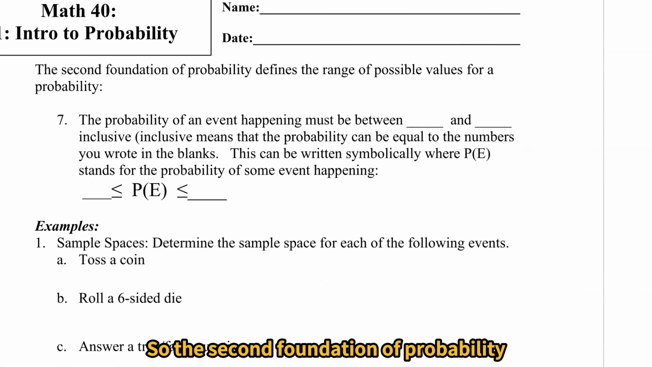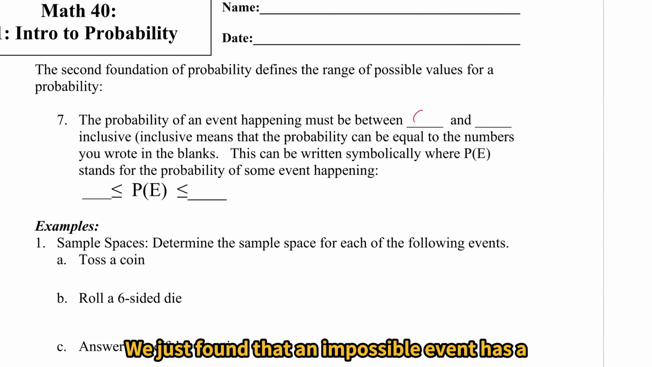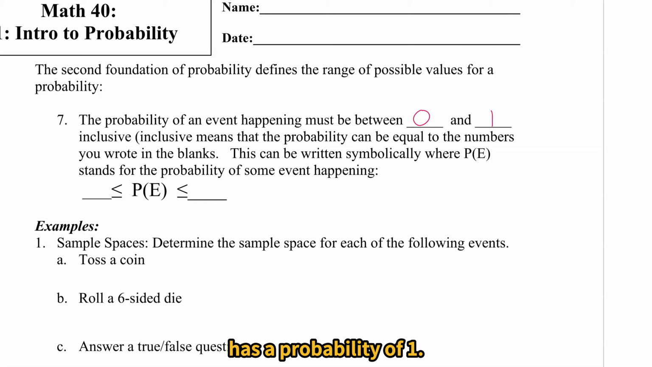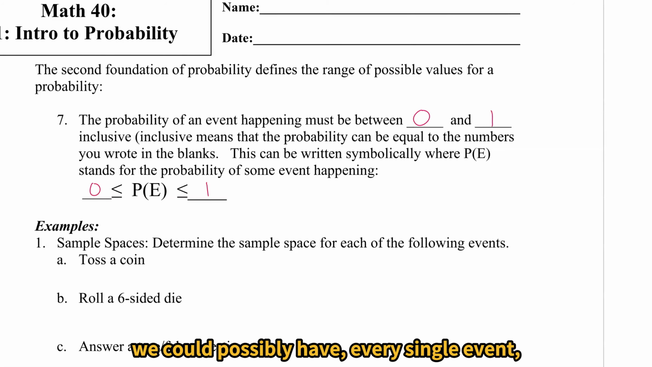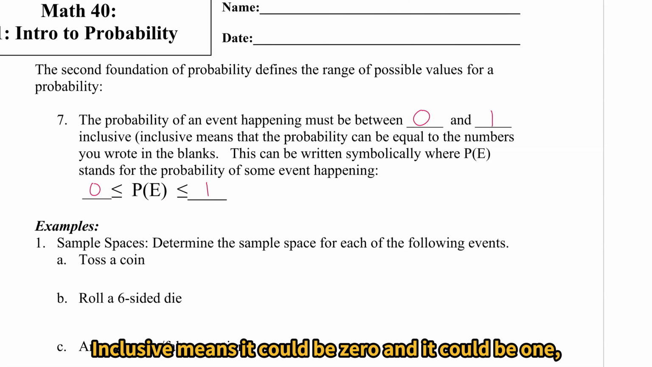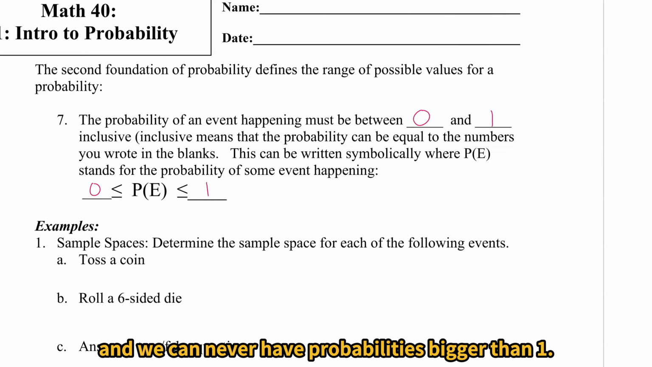So, the second foundation of probability defines the range of possible values. We just found that an impossible event has a probability of 0, and a certain event has a probability of 1. And that means for every single event we could possibly have, the probability of that event must be between 0 and 1, inclusive, meaning it could be 0 and it could be 1, but it has to be between those two. We can never have negative numbers, and we can never have probabilities bigger than 1.